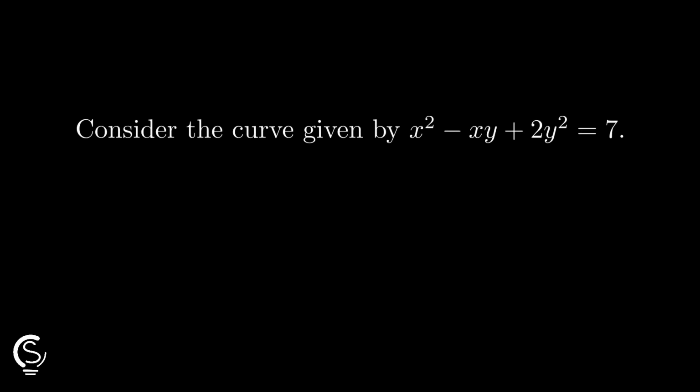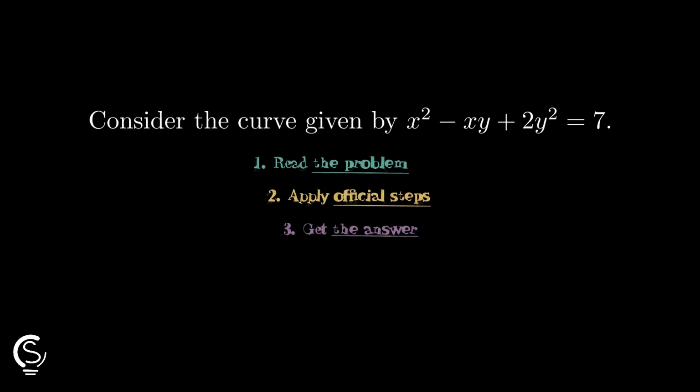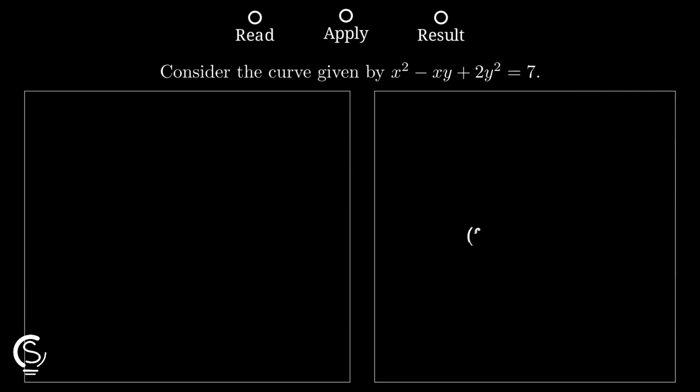I got your back. For part A, to show the expression for dy/dx, differentiate x squared minus xy plus 2y squared equals 7 implicitly with respect to x. Minus y plus x dy/dx plus 4y dy/dx equals 0. Minus 2x over 4y minus x.